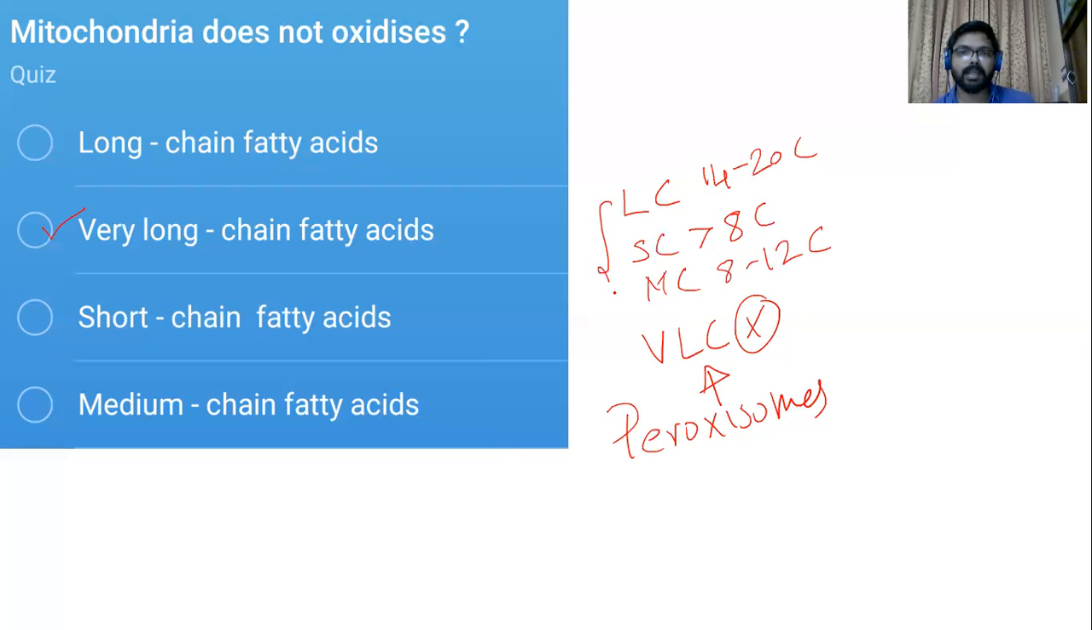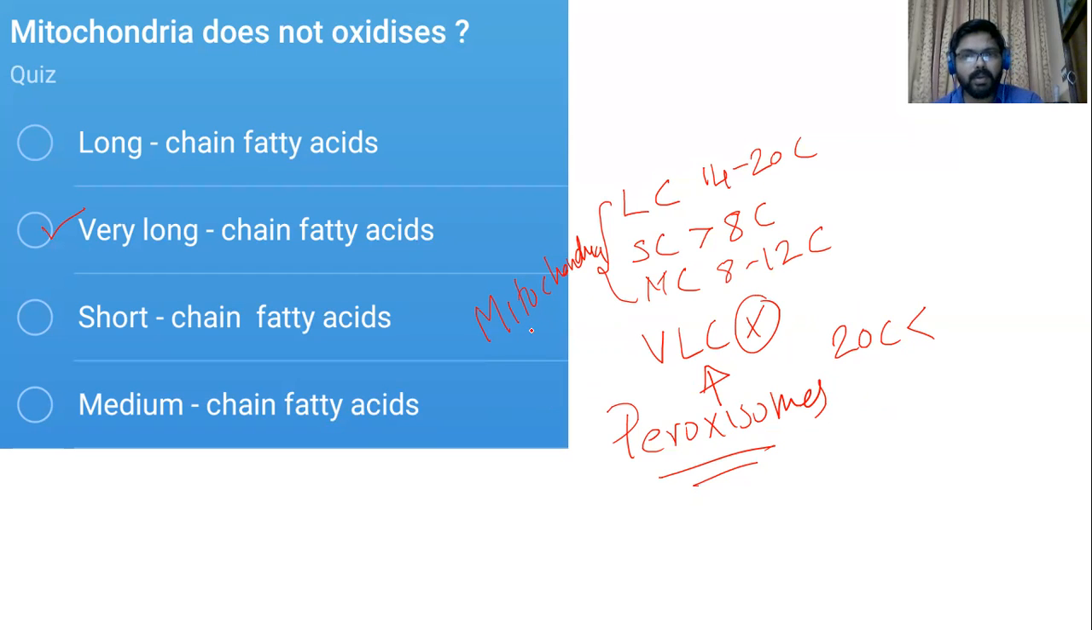So all these three categories, long chain, short chain, and medium chain, can be oxidized by our mitochondria. But the peroxisome can only oxidize very long chain fatty acids, which are generally greater than 20 carbon. These are oxidized by this specialized organelle, peroxisomes. Now the difference between mitochondrial oxidation and peroxisomal oxidation: what are the major differences?